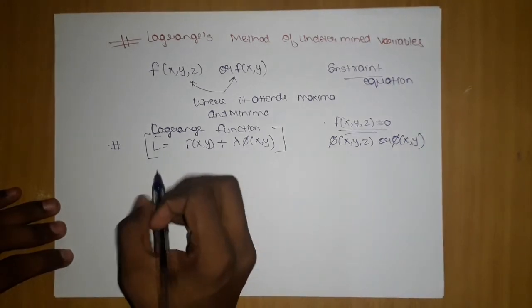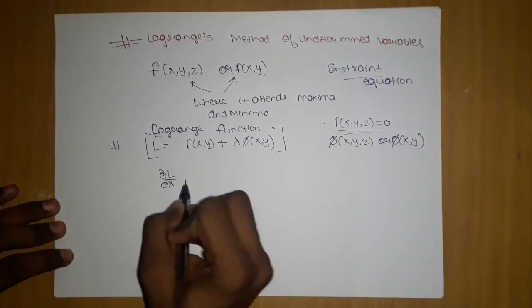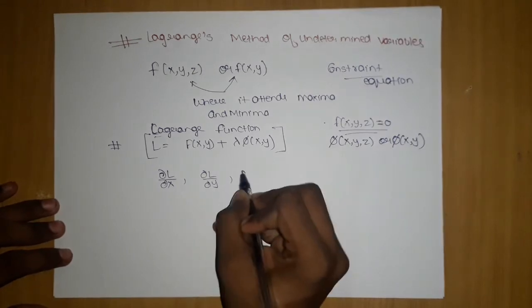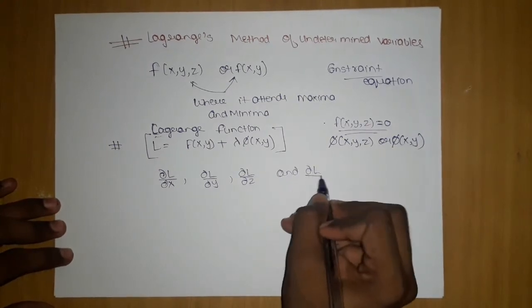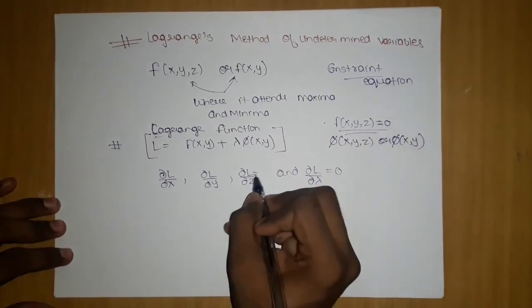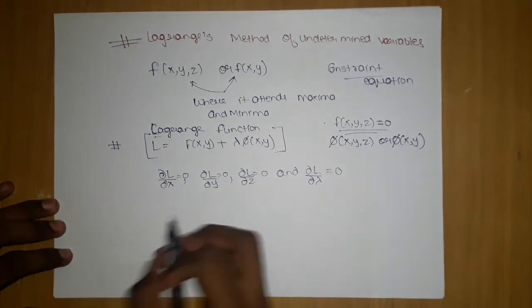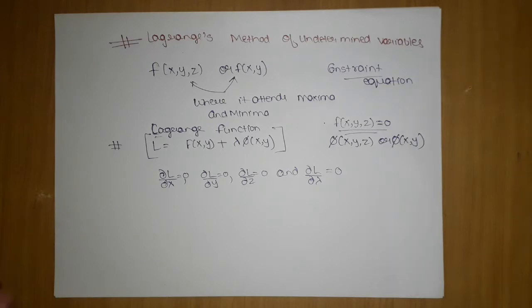Now you have to get stationary points. How will you get stationary points? By solving dou L by dou x, dou L by dou y, dou L by dou z if z is a variable, and dou L by dou lambda, all equal to 0. You have to solve them and get x and y, and then substitute in f of x comma y to check whether it attains maxima or minima. So this is the Lagrange method of undetermined variables, and these are all the things involved in these type of questions. We are going to move to the question part, because the theory is not that much involved here and the derivation is of no importance. So let's move on with the questions.